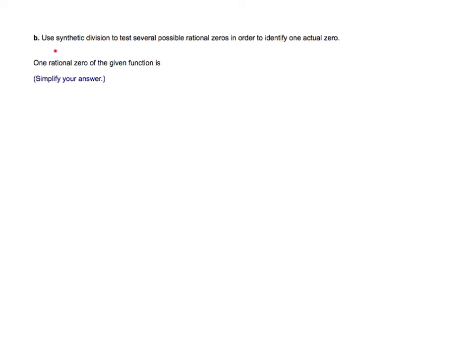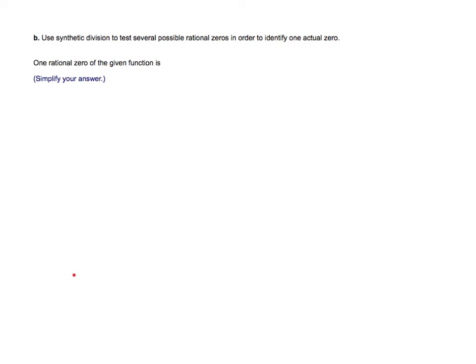It now asks us to use synthetic division to test several possible rational zeros in order to identify one actual zero. This could take a long time, and that's why they suggest using synthetic division. But you can use long division too, and that will work as well. I'll actually go through using synthetic division. Now, I think on the last slide, I don't remember how long that list was, but there were a lot of rational zeros. I would actually recommend graphing the function at the beginning in Desmos to help narrow down what the actual zeros are. I did that already.